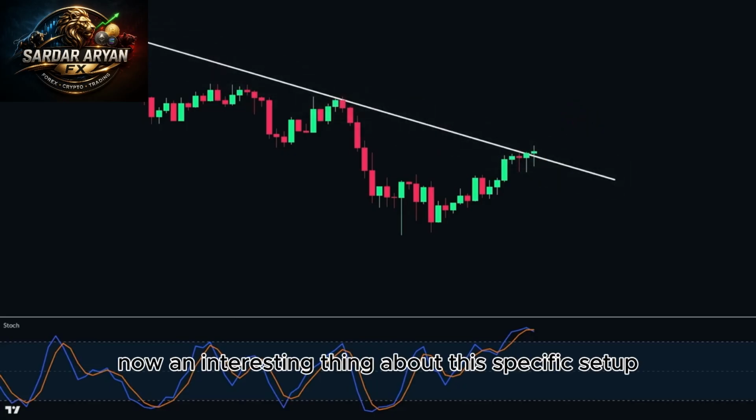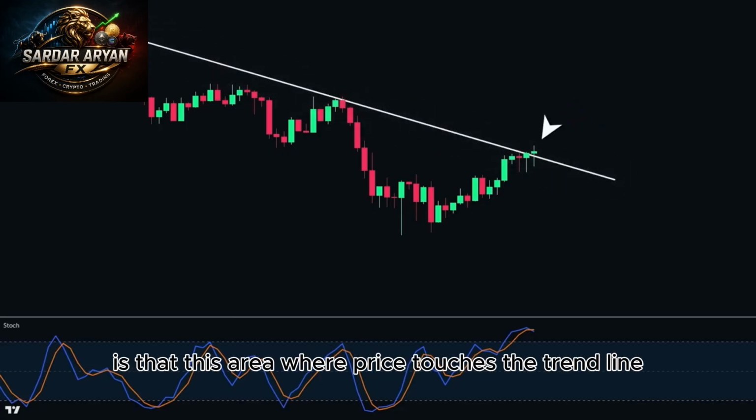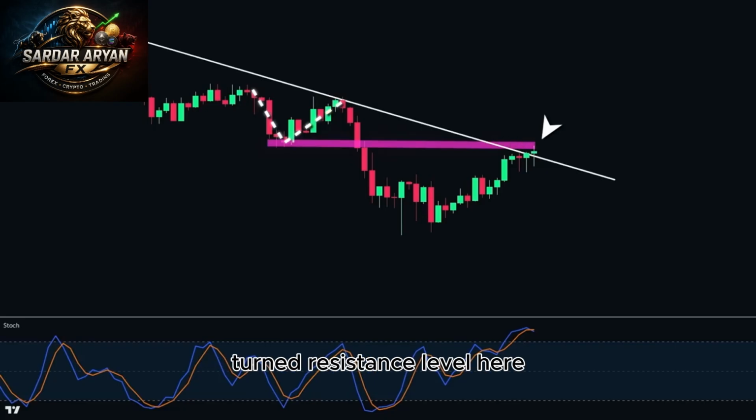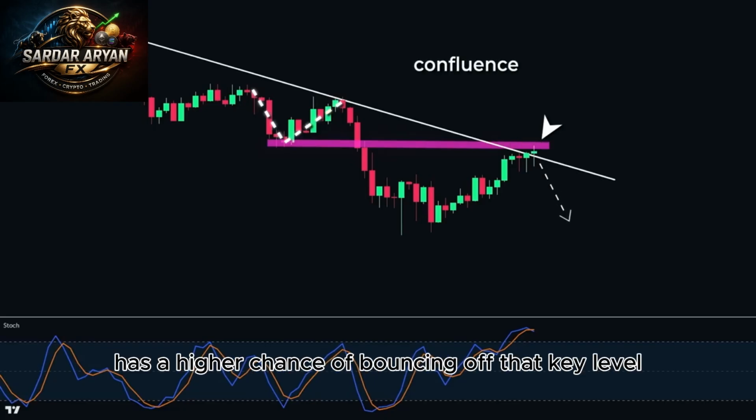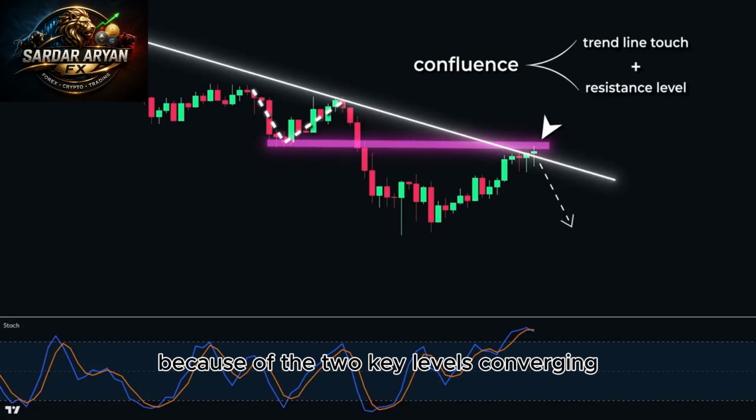Now, an interesting thing about this specific setup is that this area where price touches the trend line also seems to align with a support turned resistance level here. This is called confluence, and usually it's a sign that price has a higher chance of bouncing off that key level because of the 2 key levels converging.